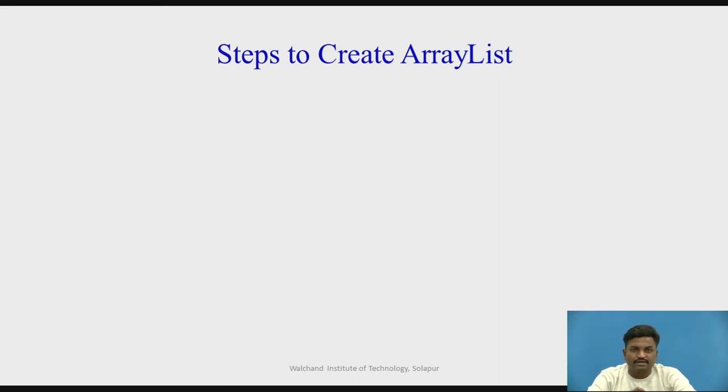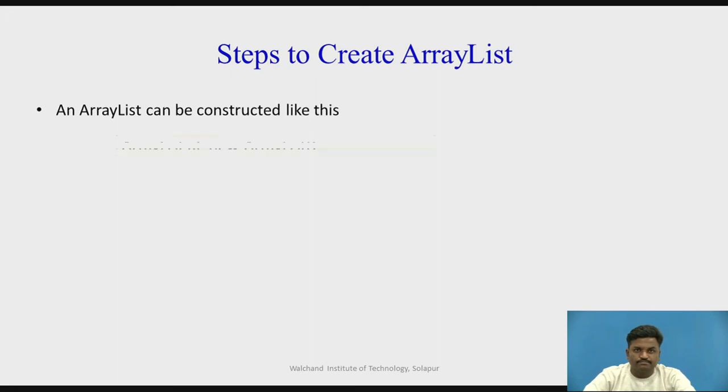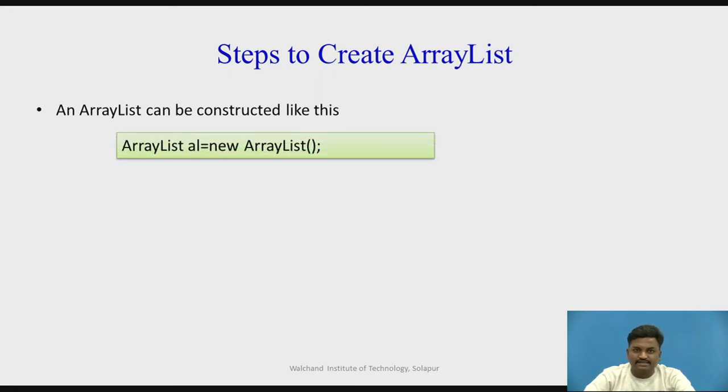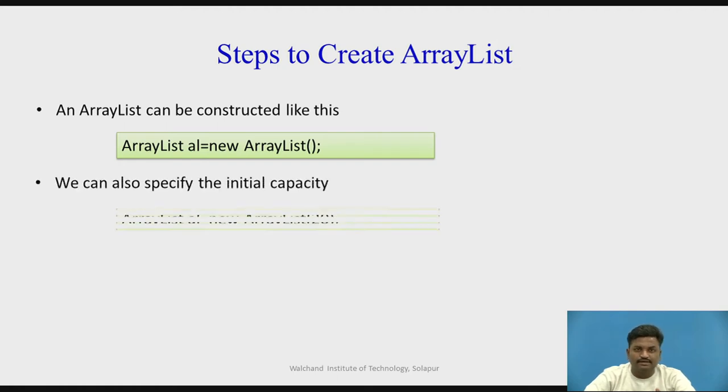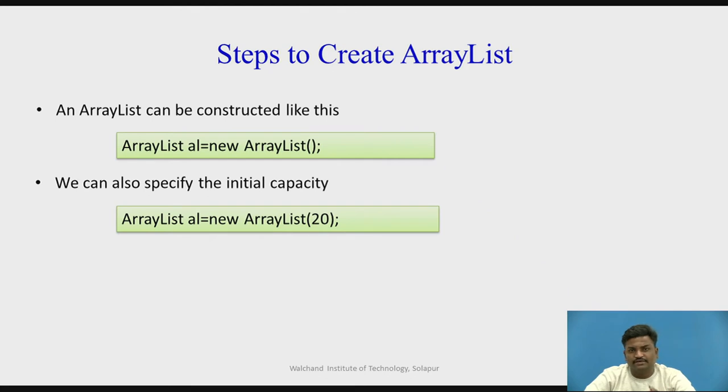How do you create an ArrayList? These are the steps that need to be taken care of. It can be constructed like this, ArrayList AL equal to new ArrayList, or it can be created with some capacity, ArrayList AL equal to new ArrayList(20). But capacity is not going to play an important role over here. Let's say you know my ArrayList won't be more than 20 elements. In that case, you can initialize it, but it is immaterial. Even if you give it or don't give it, Java will take care of that. Collections will take care of that.